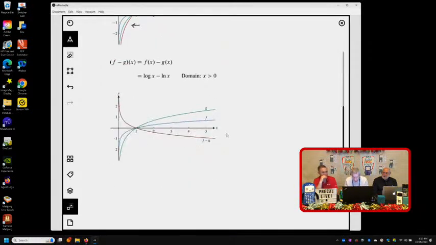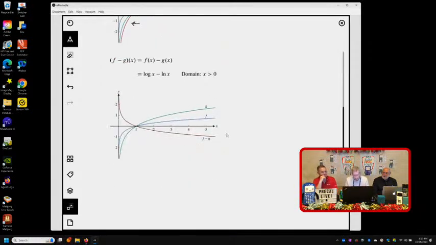Let's take a look at the difference, f minus g. Well, that's just f of x minus g of x. And here's where some neat things begin to happen. Well, no simplification there. The domain is still x greater than 0, but take a look at this resulting graph. F minus g is really this one.